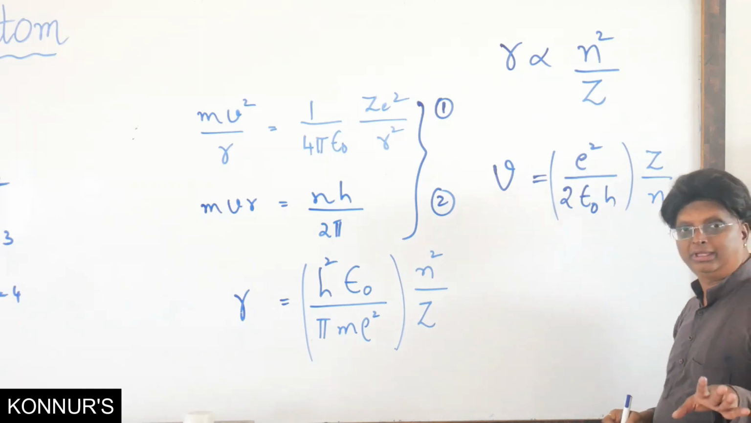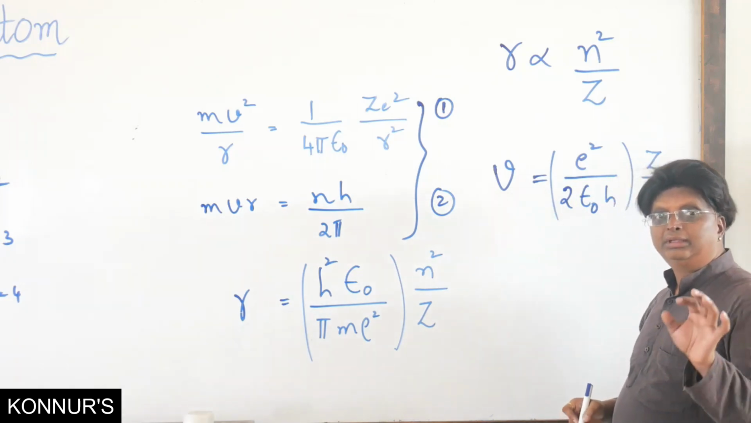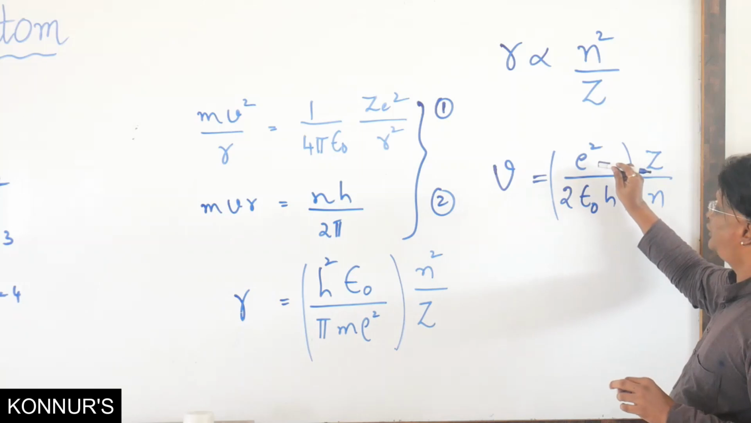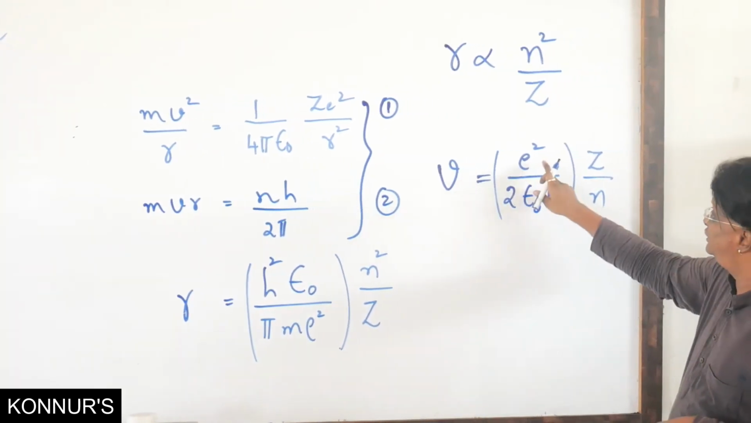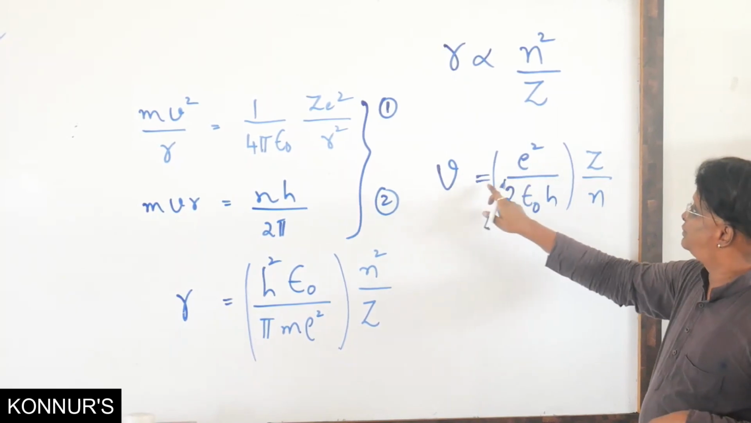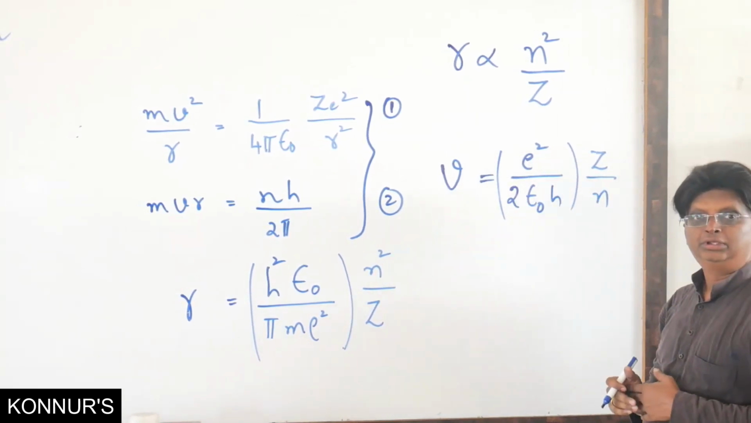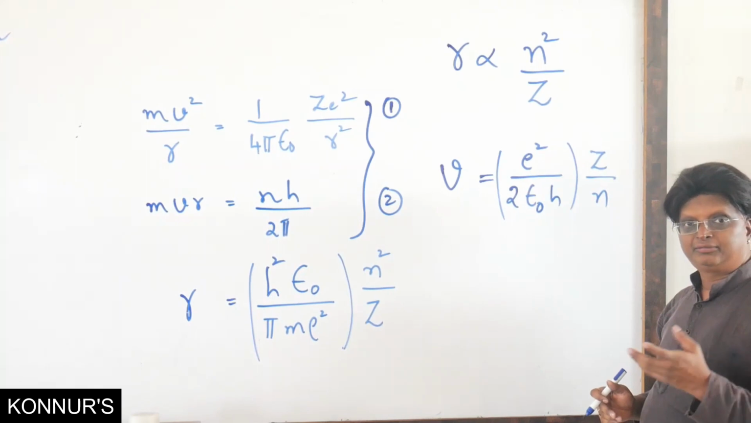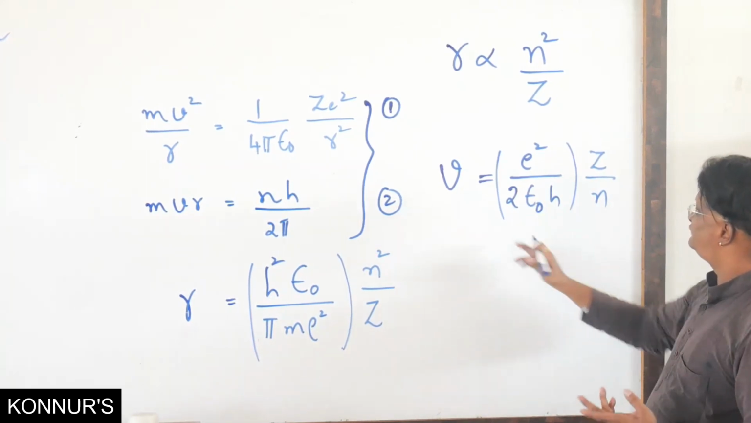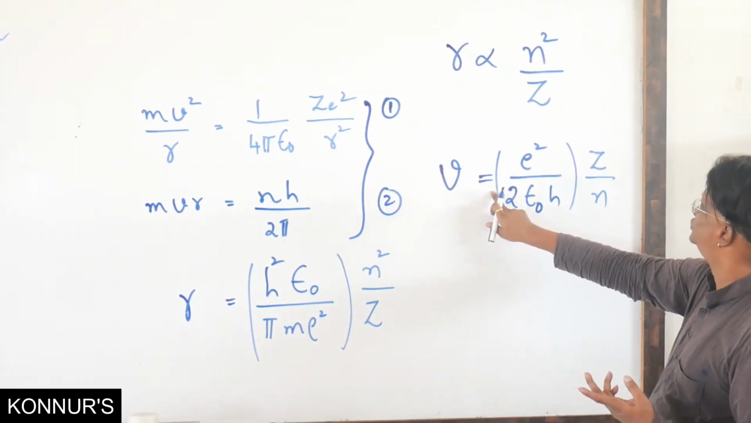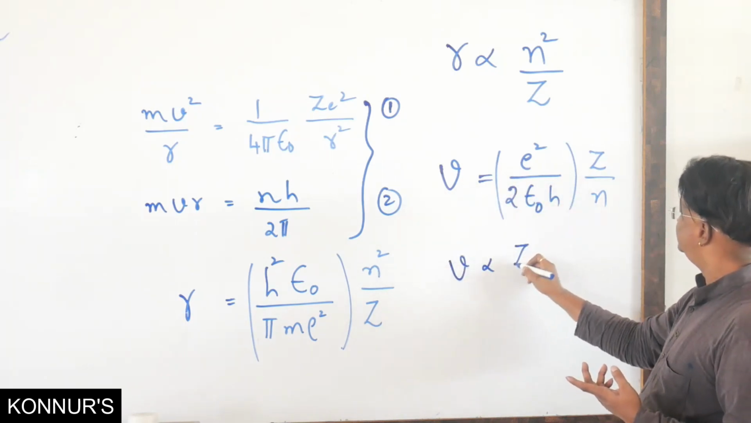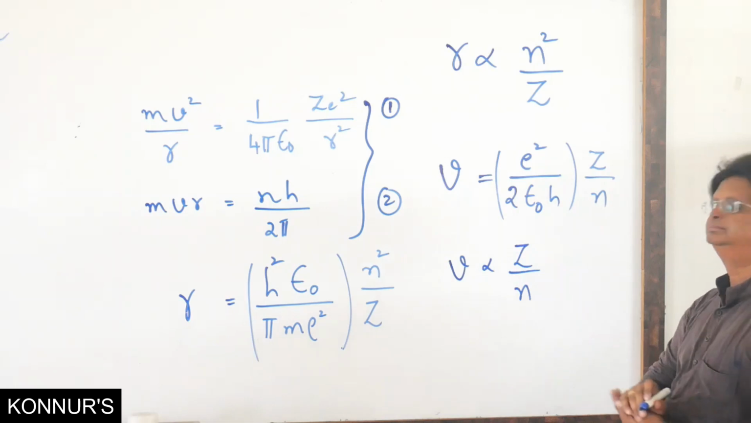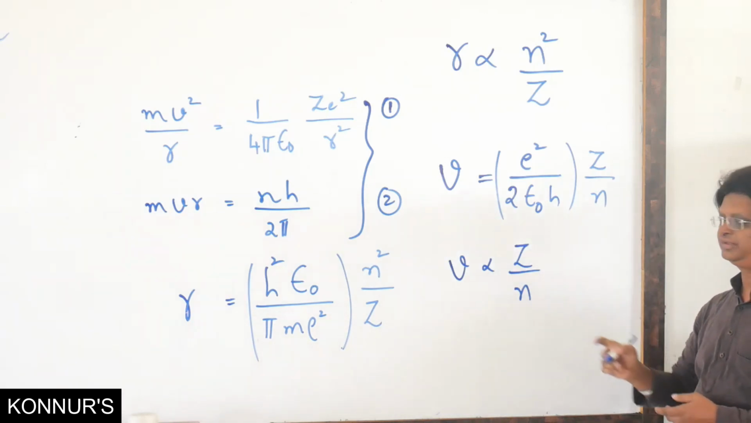Velocity of the orbital electron in the Bohr atom is independent of the mass of the electron and depends only on the charge of the electron. You will also find that V is proportional to e squared. So these are very important observations that we can make. After that, we have V is equal to e squared, and V proportional to Z by n.